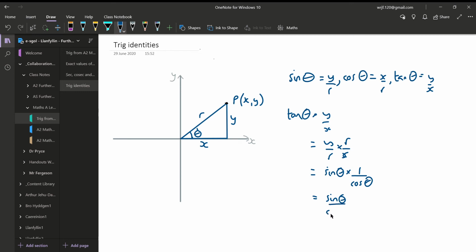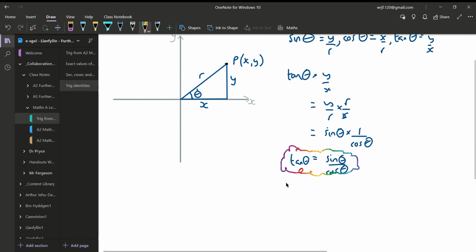And there's our first fundamental trig identity, tan theta being equal to sine theta over cos theta. So that's our first identity.